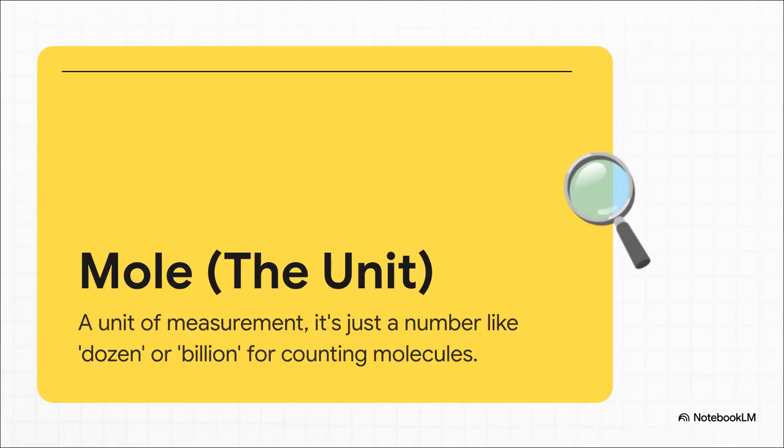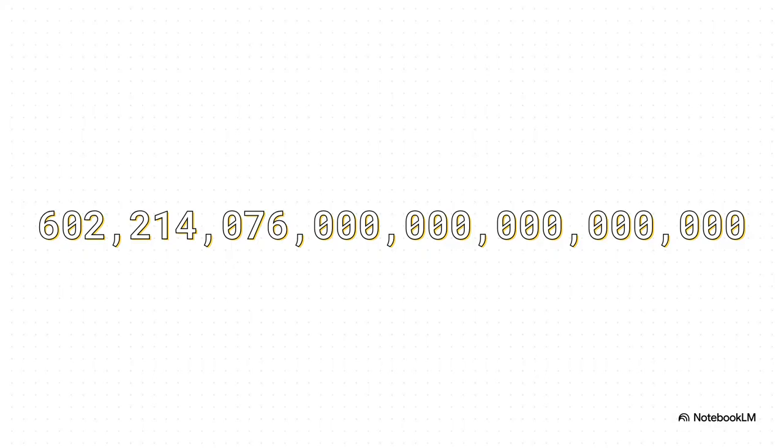You see, a mole isn't a unit of weight or distance or anything like that. It's just a number. It's kind of like saying you have a dozen eggs. We all know that means 12. Well, a mole is just a word for a number that scientists use because it's super helpful for counting huge quantities of tiny things, like molecules. And this is that number.